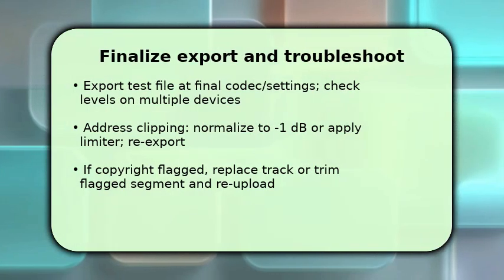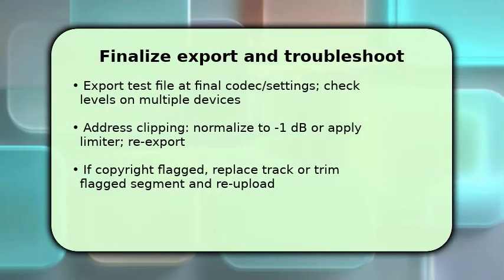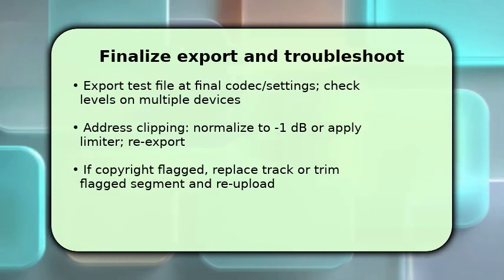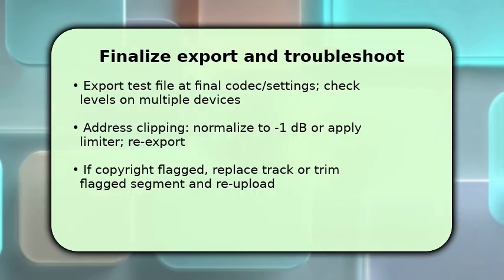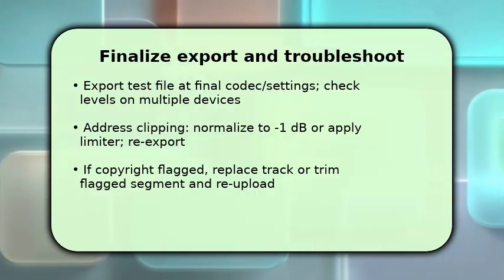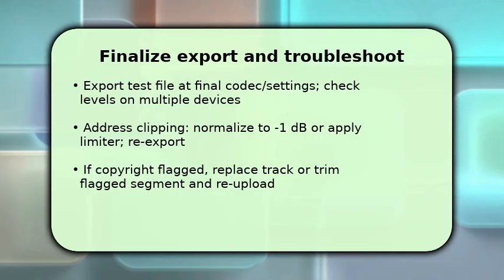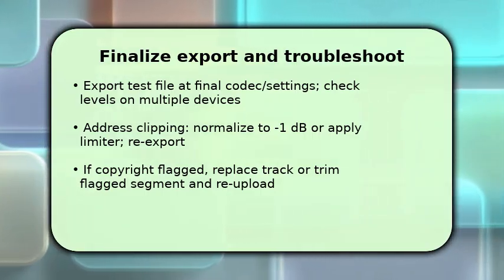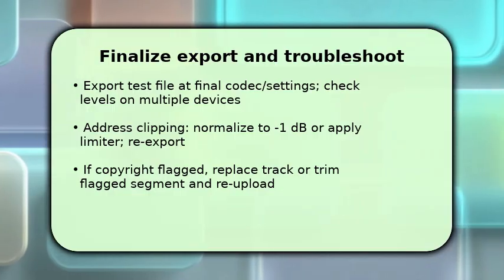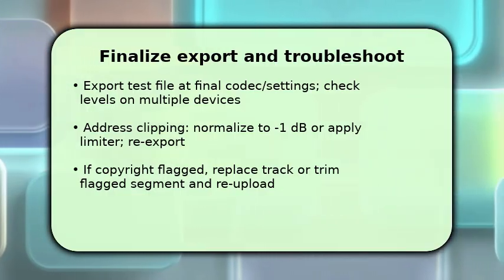Finish by exporting a test render and listening on headphones and speakers to verify balance and bass. Make sure the master peak sits around -1 decibel and overall loudness is near -18 to -12 LUFS. Apply a limiter or normalize if peaks clip. If YouTube flags copyright, swap the track for a cleared source or trim the problematic segment and re-upload.